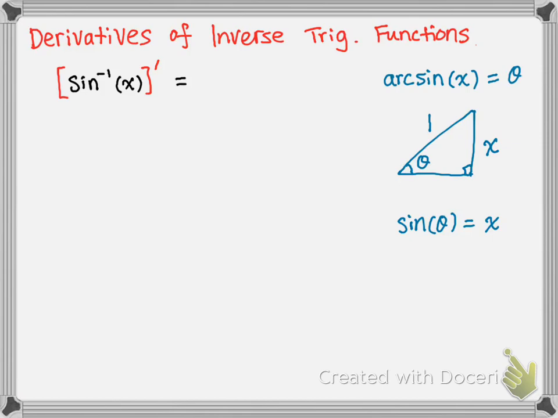So then, in addition, what about the adjacent? What is the length of the adjacent side? Using the Pythagorean theorem, it is 1 squared minus x squared. Then you take the square root. So then these three sides will satisfy the Pythagorean theorem. So now this is the nature of the inverse sine function. How do we use this knowledge to find the derivative of sine inverse of x?